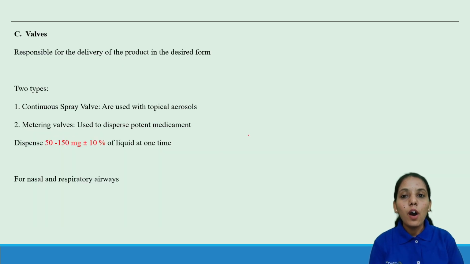Now valves. Valves are responsible for the delivery of the product in the desired form. This is important. So basically there are two types. Continuous spray valve, which is used with topical aerosols. Next is metering valve, which is used to dispense potent medicament.